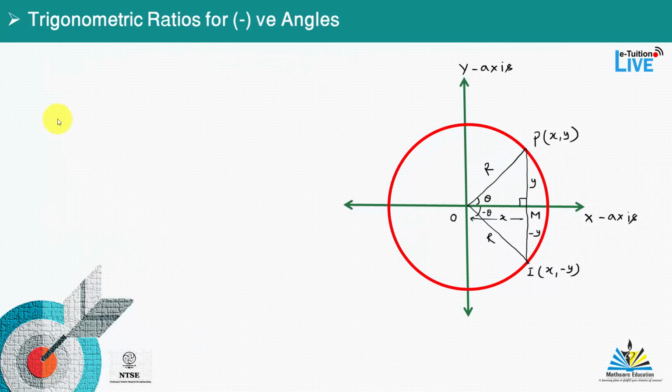Let's summarize all the trigonometric ratios for negative angles. First one is sine of minus theta is equal to minus sine theta.